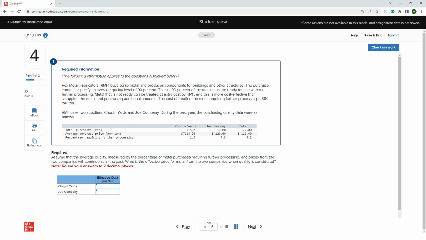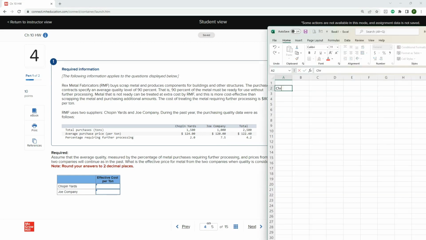So we look at Chopin. Chopin's price per ton is $124 compared to Joe Company, which is $120. So Chopin is a little bit more expensive, but Chopin's metal only needs to be further processed 2% of the time, whereas for Joe Company, their metal has to be processed further 7.5% of the time. So both of these companies fall within our 90% range, but we need to figure out what is the effective price for the metal from the two companies.